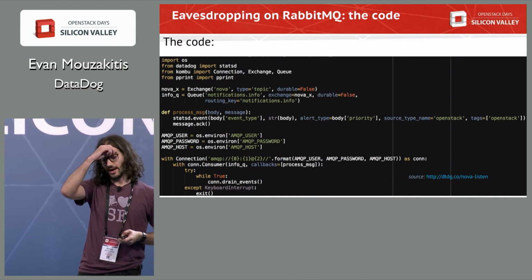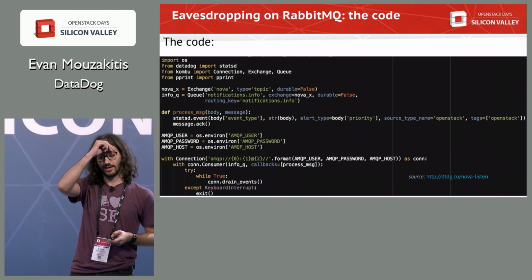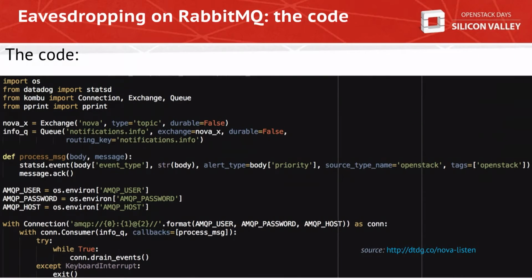So here's the code. It's actually about 20 lines. That keyprint dependency is not in the code anymore. It was an artifact from a previous version, but I didn't redo the screenshot. The script takes your AMQP credentials as an environment variable and then enters a loop where it continuously tries to drain events from that notifications.info. This is just a proof of concept to show you how to do it, and you can pretty much extend it to your own use.